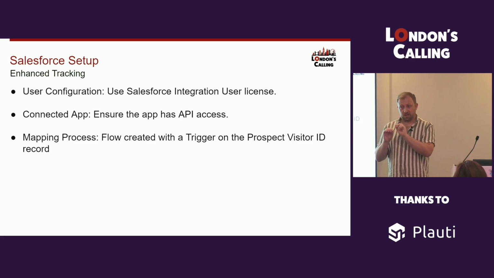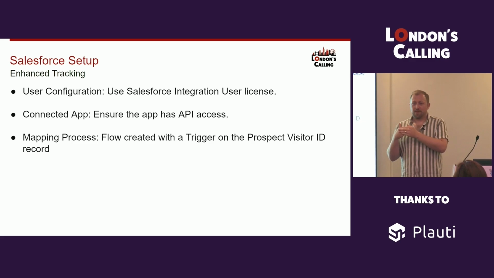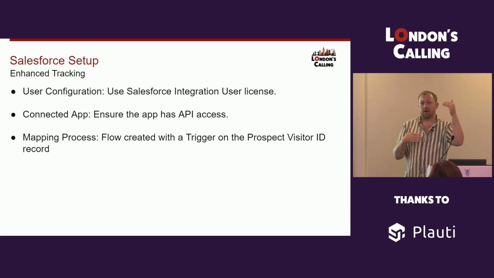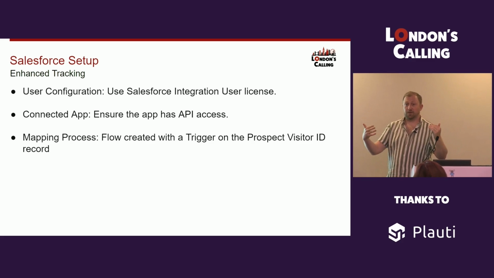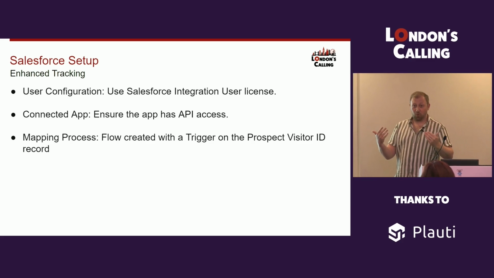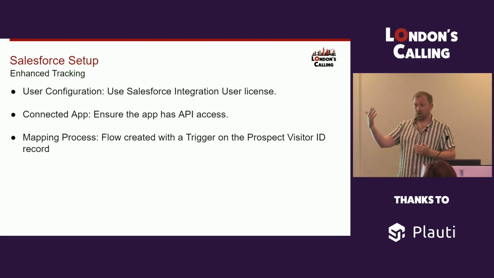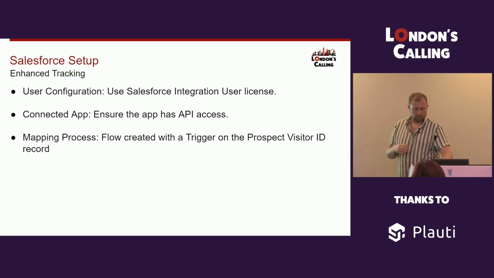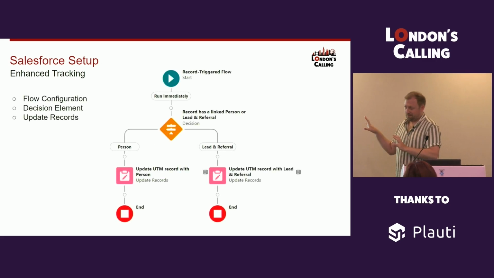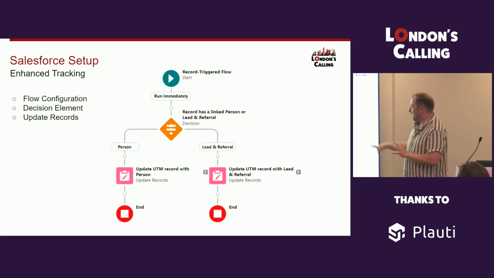So the prospect visitor ID is our bridge. That allows us to build the gap between our touchpoints and our leads and contacts. That means we can actually start to report on our leads and contacts alongside all of their different touchpoints. So here's a quick high level of what that flow looked like.